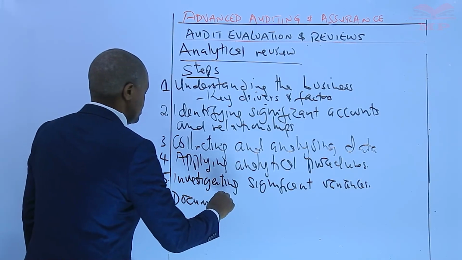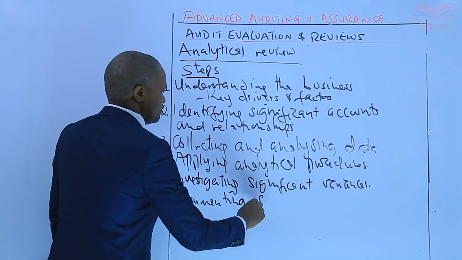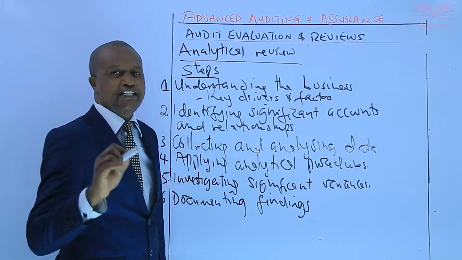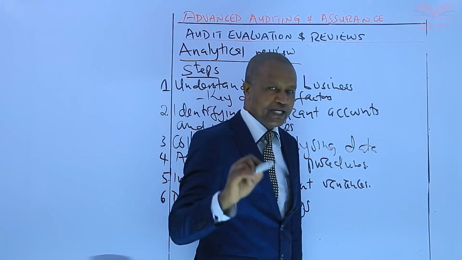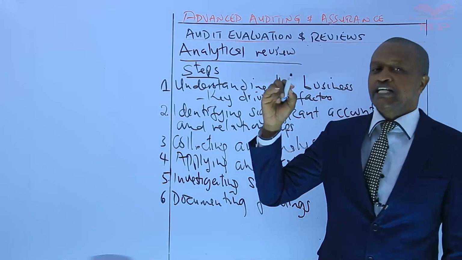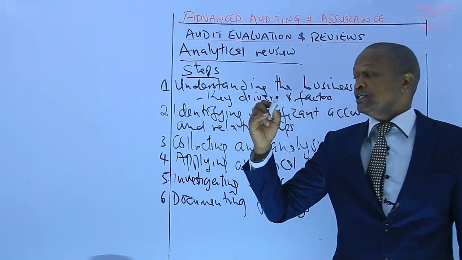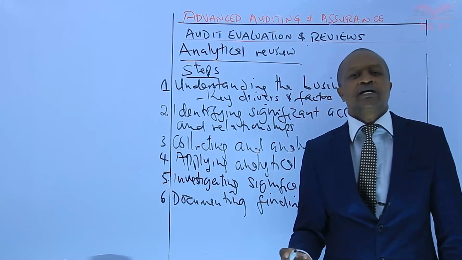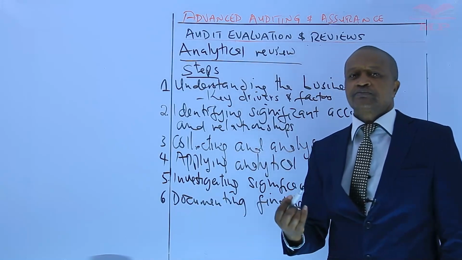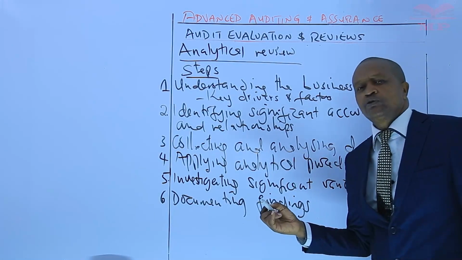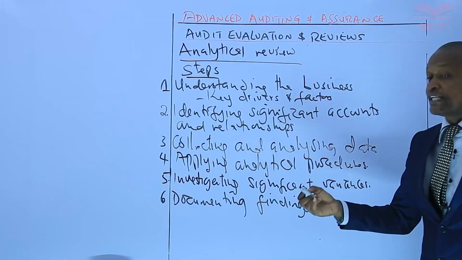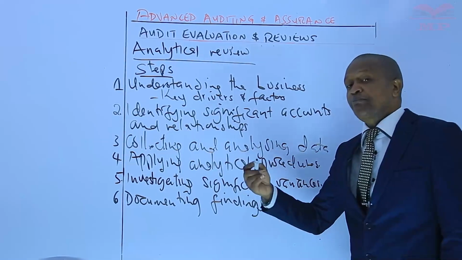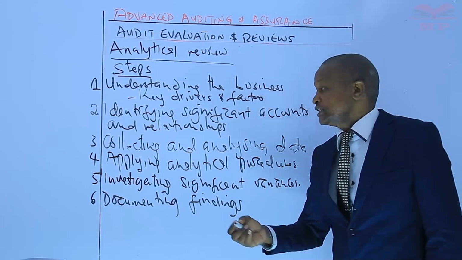Then lastly, documenting findings. The auditor then documents the results of the analytical review process, including significant findings, explanations for variances, and also conclusions reached. And this documentation serves as evidence of the audit procedures performed and provides a basis for audit opinion.